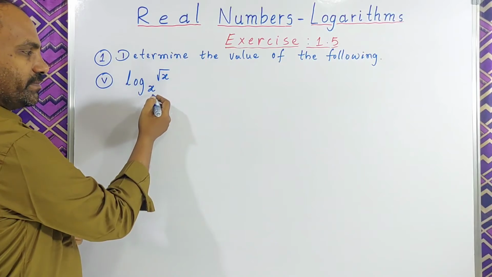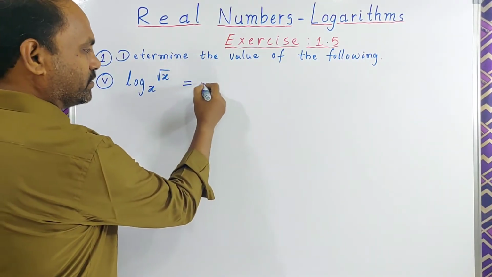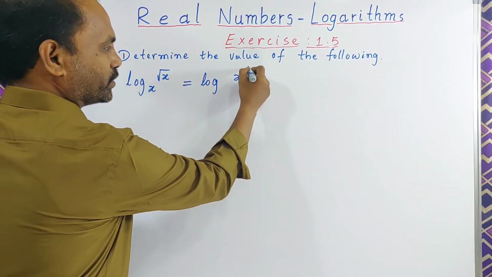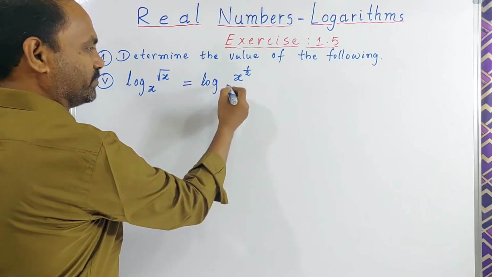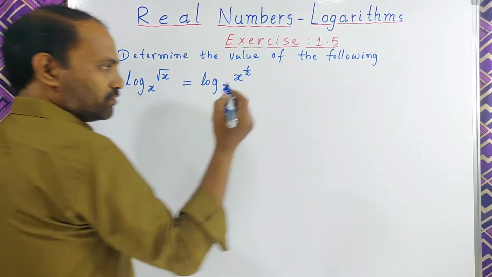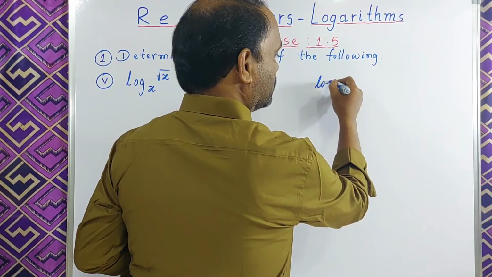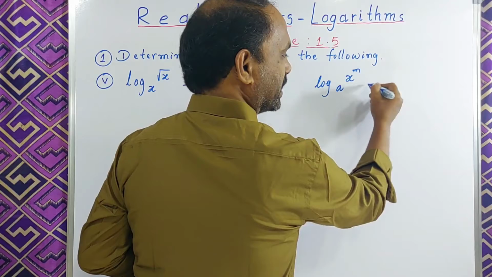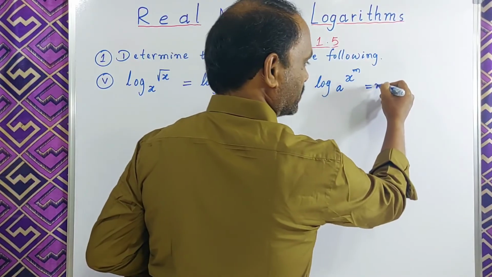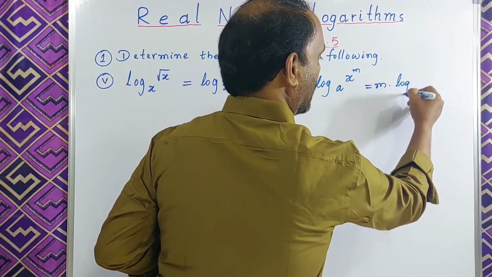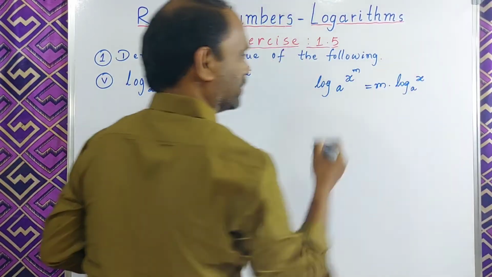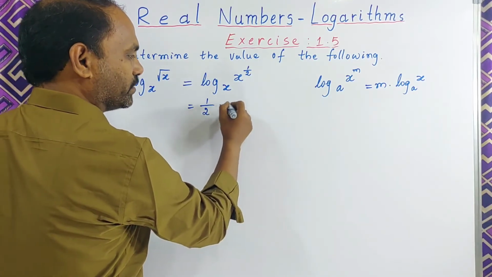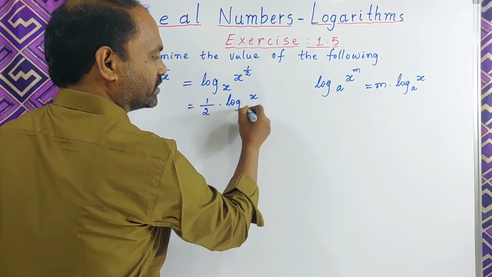Log root x to the base x. When you write this one, you should write log x power, root means 1 by 2, so the exponent is 1 by 2 to the base x. Now the fourth formula: log x power m to the base a. This exponent you should write here, m into log x to the base a. Like that you should write this exponent forward: 1 by 2 into log x to the base x.